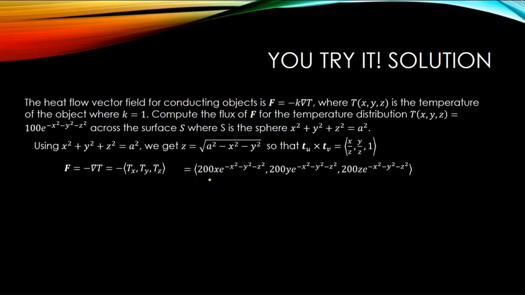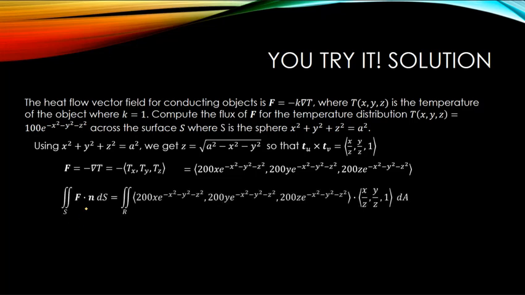This gives me a vector with components 200x times e to the negative x squared minus y squared minus z squared, 200y times e to the negative x squared minus y squared minus z squared, and 200z times e to the negative x squared minus y squared minus z squared. My double integral over S of F dotted with n dS becomes the double integral over R of my vector with components 200x e to the negative x squared minus y squared minus z squared, 200y e to the negative x squared minus y squared minus z squared, 200z e to the negative x squared minus y squared minus z squared, dotted with a vector with components x over z, y over z, and 1, dA.